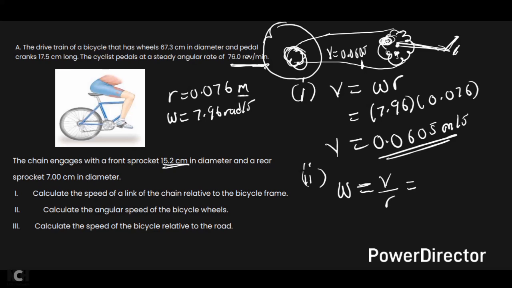We get the speed of the chain over the radius. The radius of the rear sprocket, they have given us the diameter, which is this part. So this diameter now, we convert that diameter into the radius. We have to divide that one by 2. So 7 divided by 2 will give us 3.5. Then after that, you have to divide it by 100 so that it can be in meters. Then from there now, you have to divide that one so that you can calculate the angular speed.